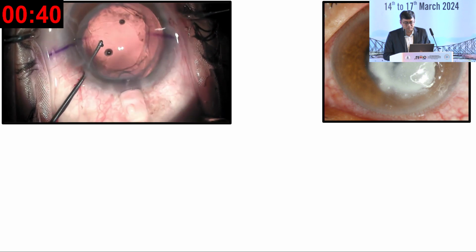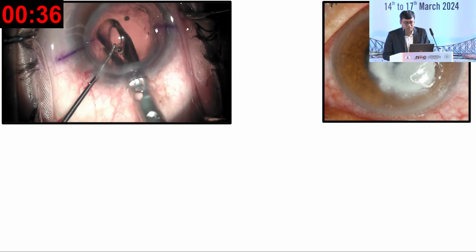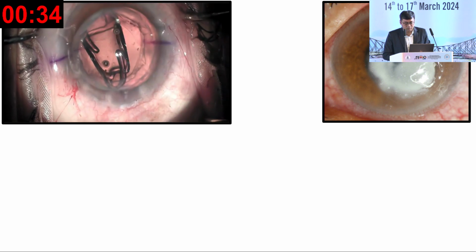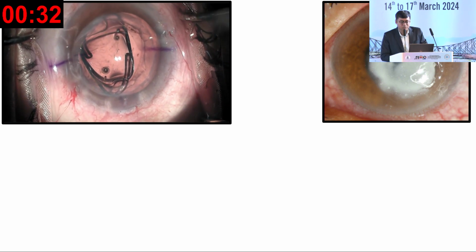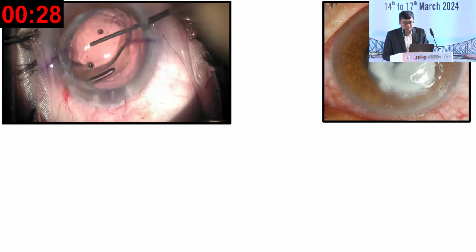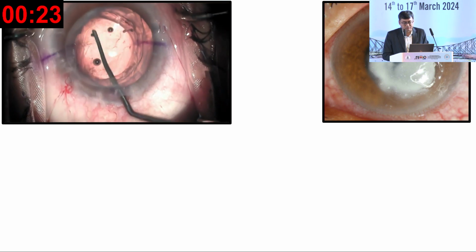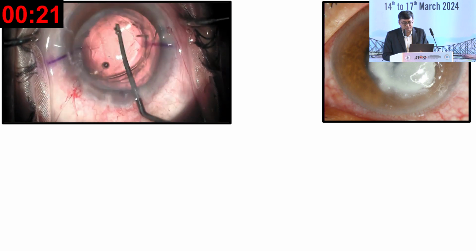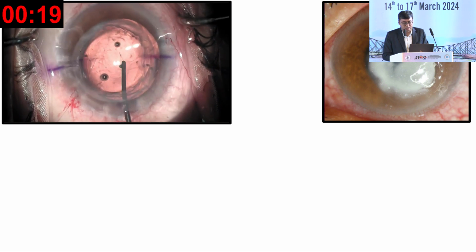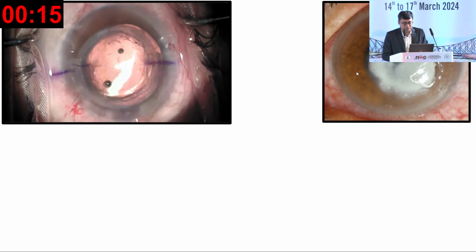The irrigation and aspiration has been done. I am just injecting the IOL. So this patient has started out with a cylinder of around 11 diopters. So we are trying to put the maximum commercially available toric. It's not a customized IOL, it's just a normal toric. You just align it, remove the viscoelastic above and below the IOL.